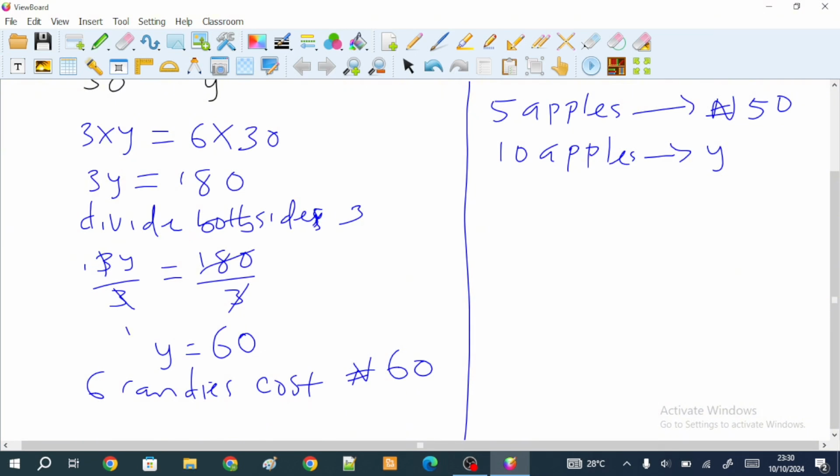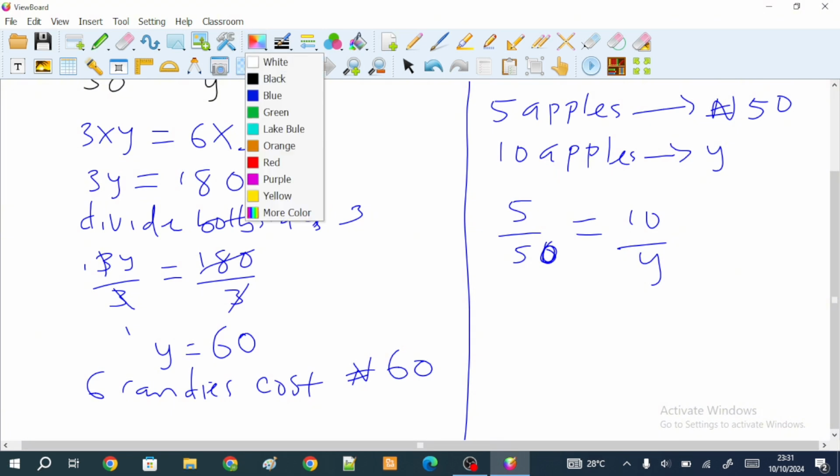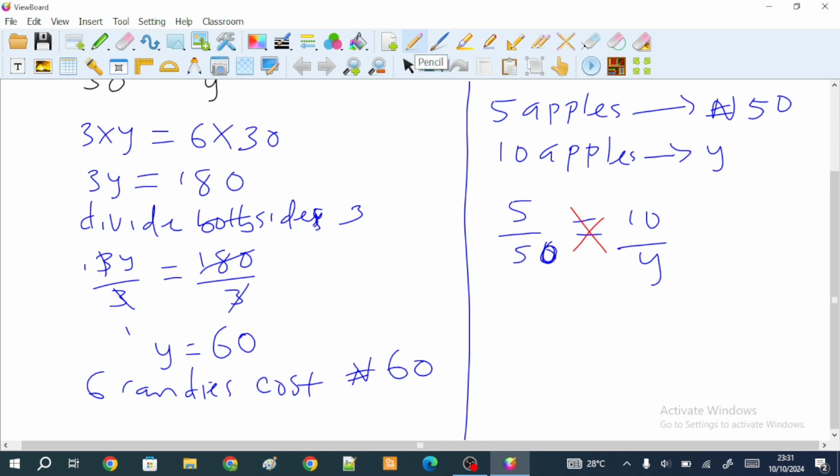What did we do? We'll write out the ratio of number of apples to amount. So in the first line, we'll have 5 apples, and then the amount is 50. So we'll have 5 over 50. And in the second line, we have 10 apples, and the amount is y, which we're going to solve for. Okay, remember what we do here. Anytime we have this, we're going to cross multiply. So when we cross multiply, 5 will multiply y, and then 50 we multiply 10.